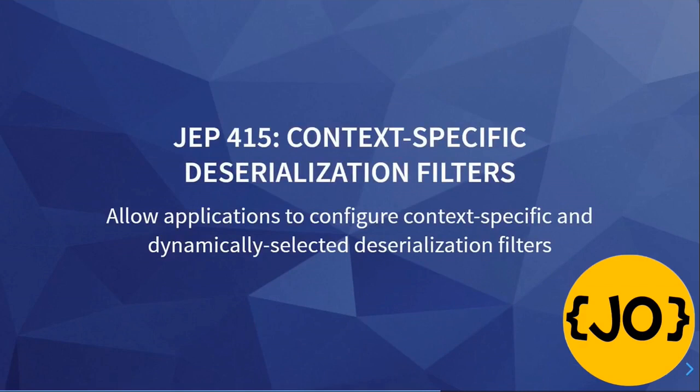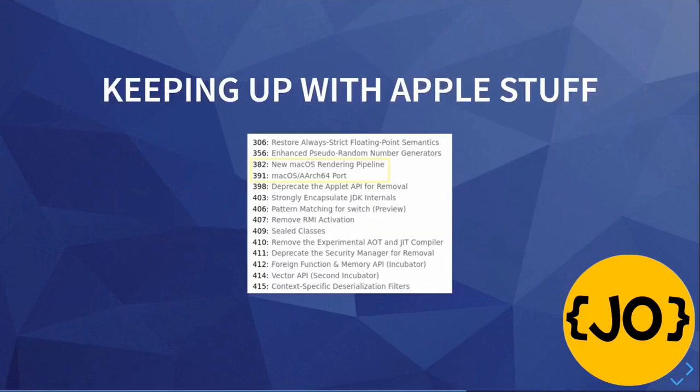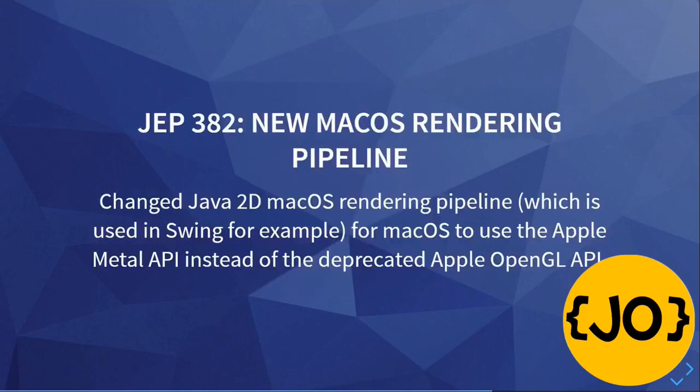In the third category, we have 2 JEPs that are Apple-specific. The first one, JEP 382, is a 2D rendering pipeline that uses the Apple Metal API instead of the deprecated OpenGL API. This is used in Swing, for example, and the new Metal API is more performant in some areas. The other JEP has to do with Apple Silicon and ports the JDK to their new ARM64 architecture.